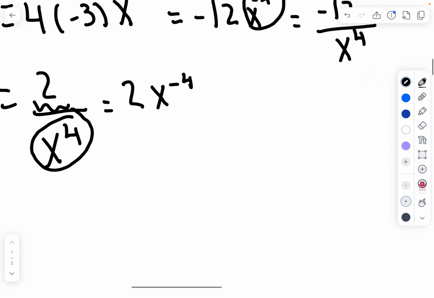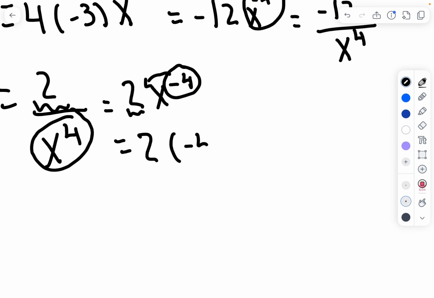And then now we can use our formula. So we know nothing happens with this 2. That just stays out there. It gets multiplied at the end. We know this exponent is going to go out to the front. So 2 times negative 4, and then we have x to the power of negative 4, and then n minus 1.